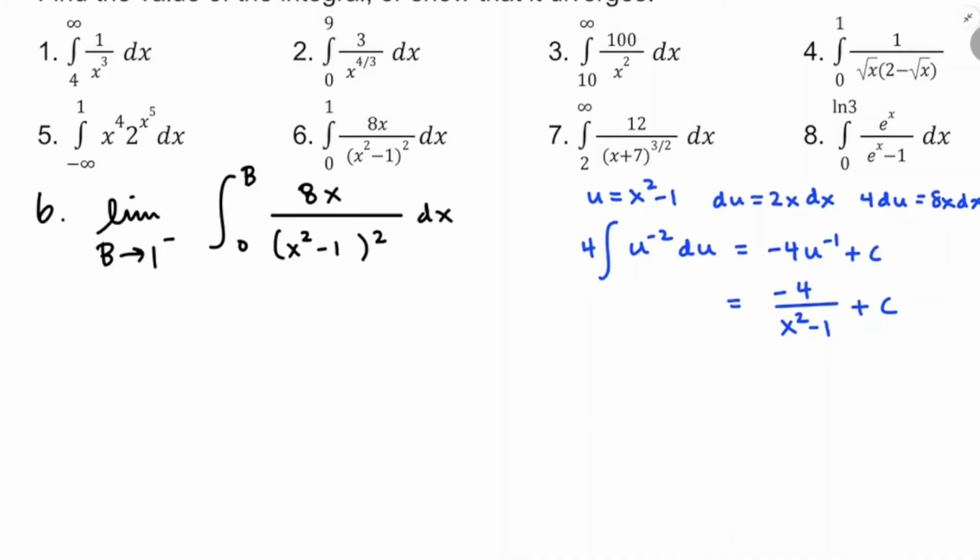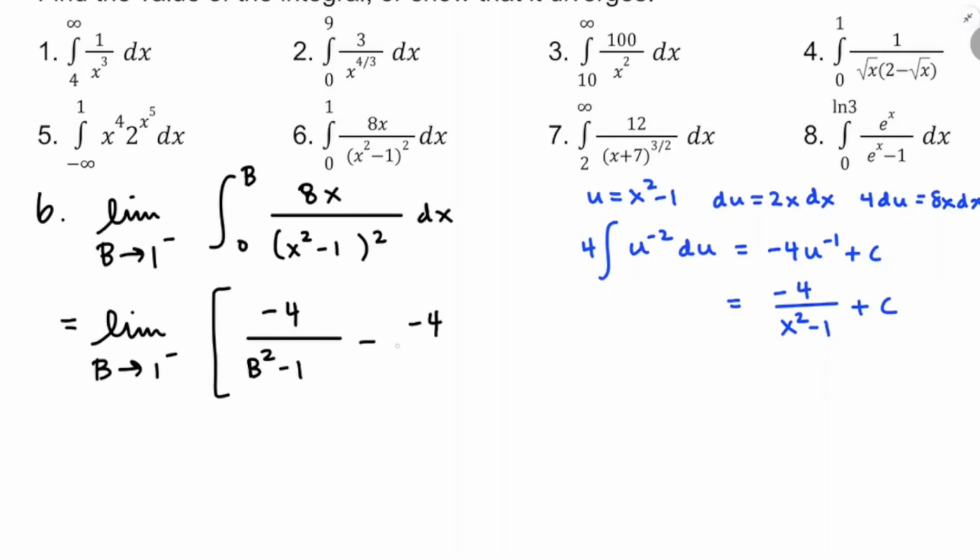All right, I'm pretty sure that seems right, based on what I thought was going to happen with this one. And so that's the limit as b approaches 1 from the negative side of negative 4 over, plug in b for x, so b squared minus 1, minus negative 4 over x is 0, so 0 squared minus 1.